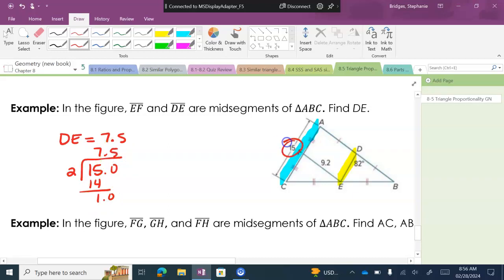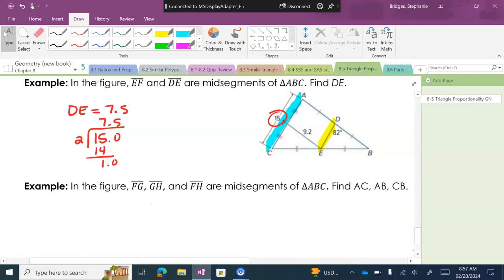I divided the 15 by 2 because the mid-segment is half of the side that it is parallel to. That's why I told you they gave you way too much information. I wasn't really looking at the 82. I was just looking at that segment right there, DE. Does that make sense? Okay. Sometimes they're going to throw in a lot of numbers in there just to try to throw you off and trick you. You got to pay attention to what they're asking for and what you actually need from that. Are we good?